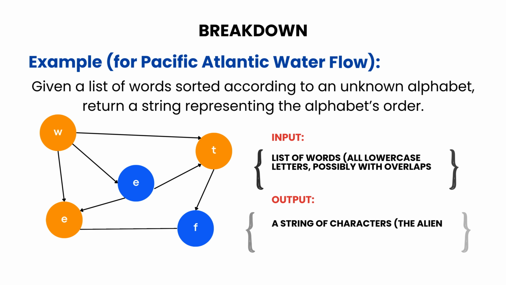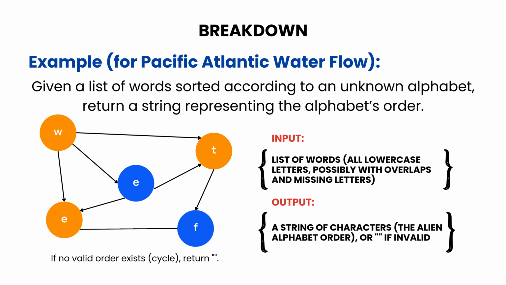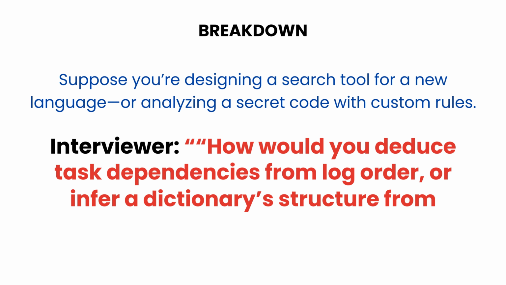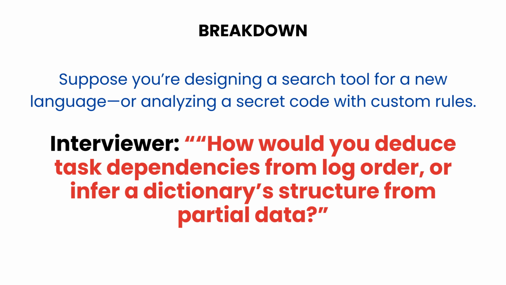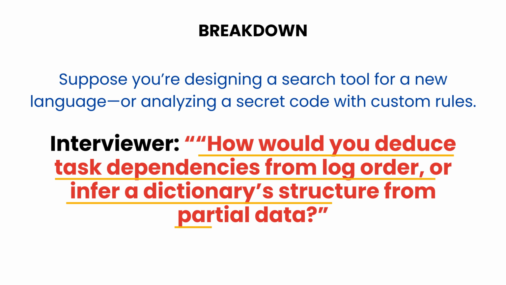Given a list of words sorted according to an unknown alphabet, return a string representing the alphabet's order. If no valid order exists, due to a cycle, return an empty string. Input: a list of words, all lowercase letters, possibly with overlaps and missing letters. Output: a string of characters, the alien alphabet order, or an empty string if invalid. Suppose you're designing a search tool for a new language, or analyzing a secret code with custom rules.